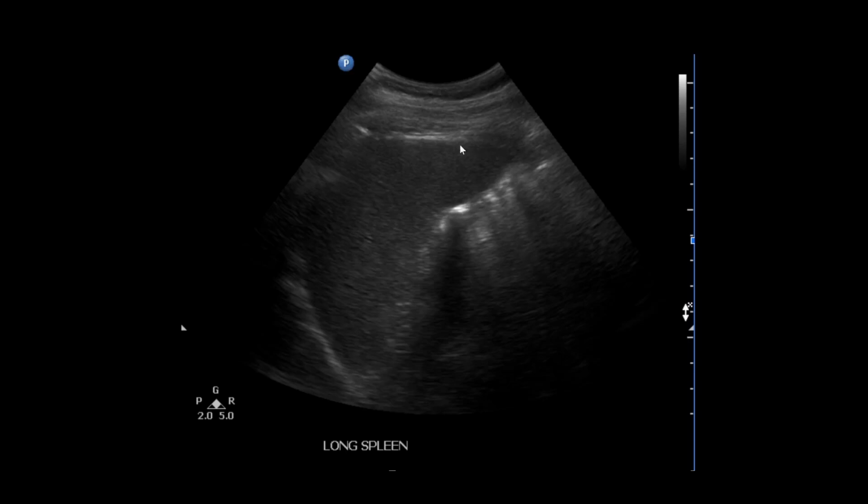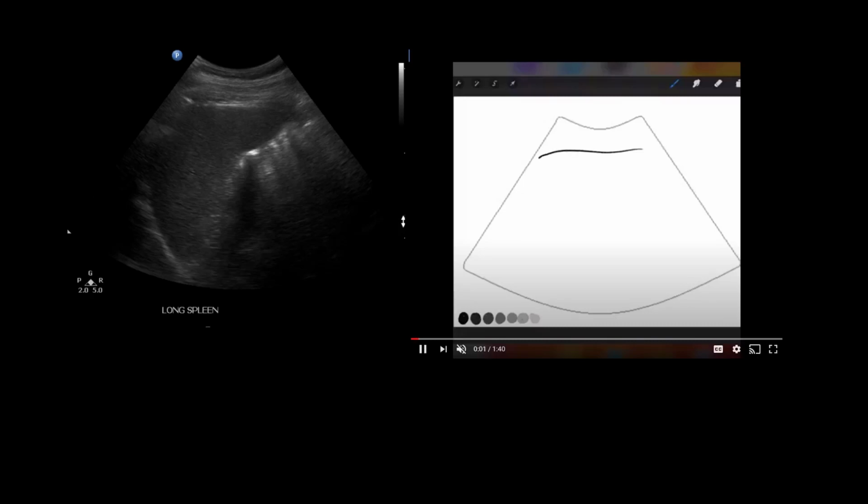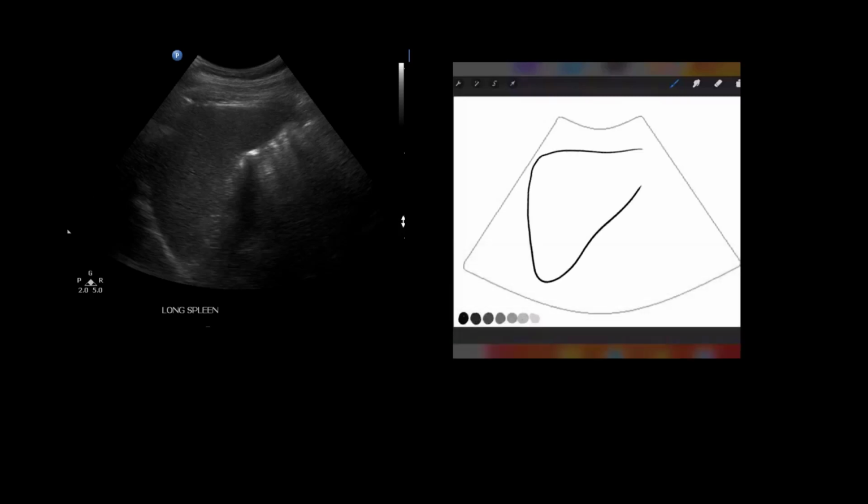Now we can see a lot of the splenic parenchyma in this image. We can also see the diaphragm on the superior side, and then superior to the diaphragm we have the pleural space. Drawing this picture then, we are going to start with drawing the spleen. Again, it takes on kind of a half moon, kind of a triangular shape. We can see the diaphragm as a bright echogenic line on the superior side. And then we can see the pleural space superior to the diaphragm. This is a great view for checking for fluid in the thorax, also known as a pleural effusion.